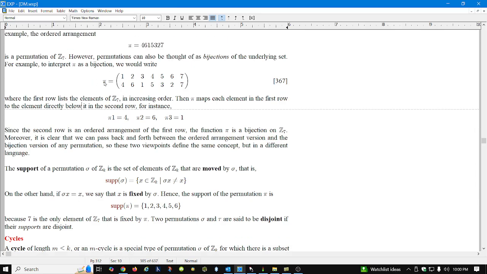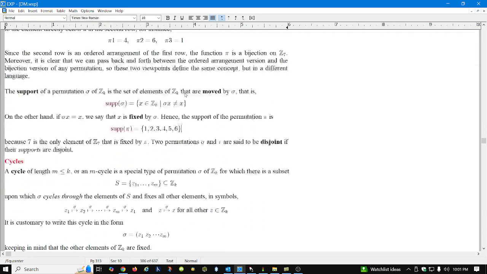So the support of this permutation is the set 1, 2, 3, 4, 5, 6, because all of those elements in the top row are moved. 1 is moved to 4, 2 is moved to 6, and so on. The only element that's not moved, that's fixed, is 7. So 7 is not part of the support of the permutation. Two permutations of the same underlying set are said to be disjoint if their supports are disjoint.